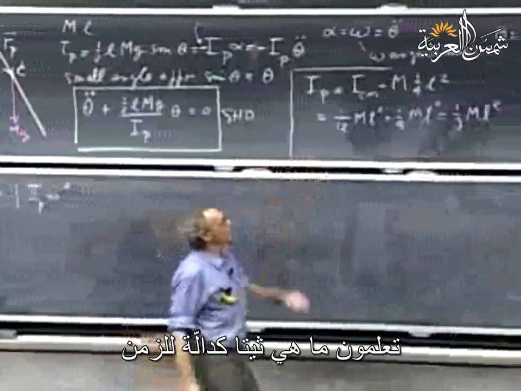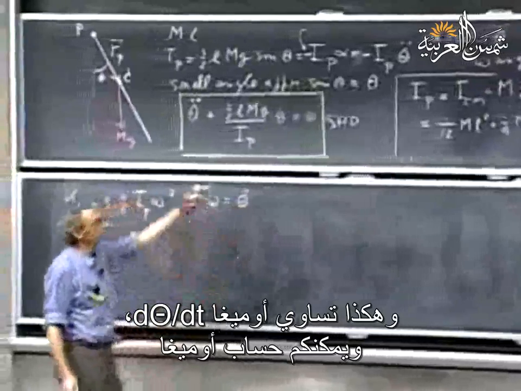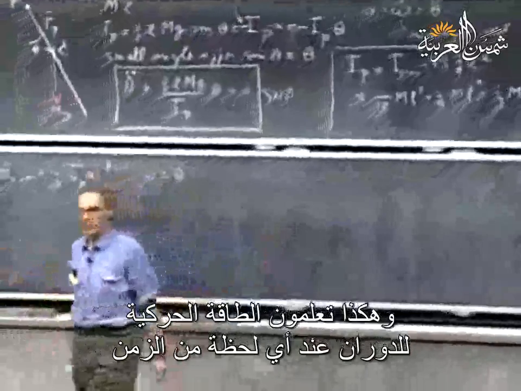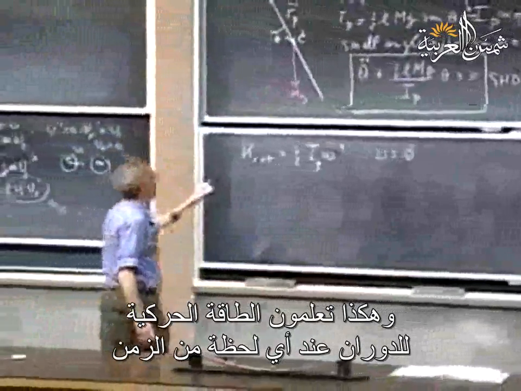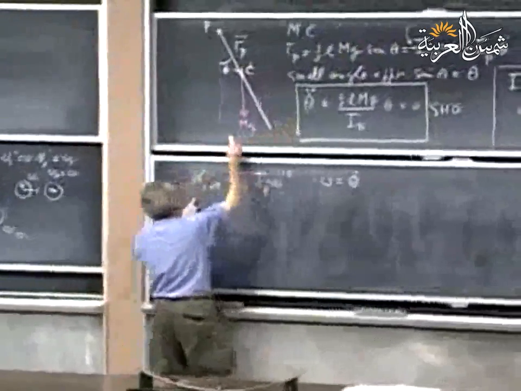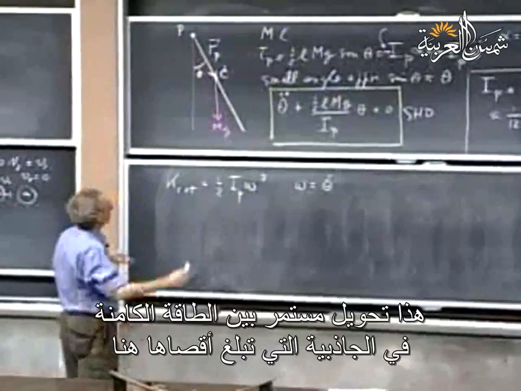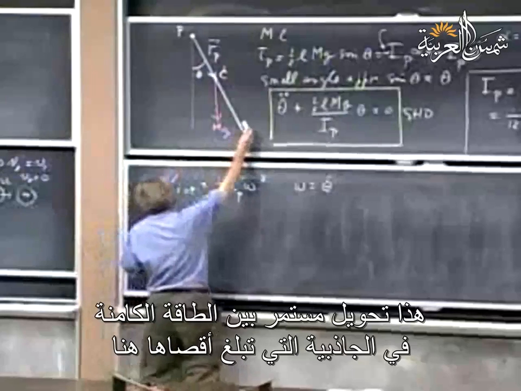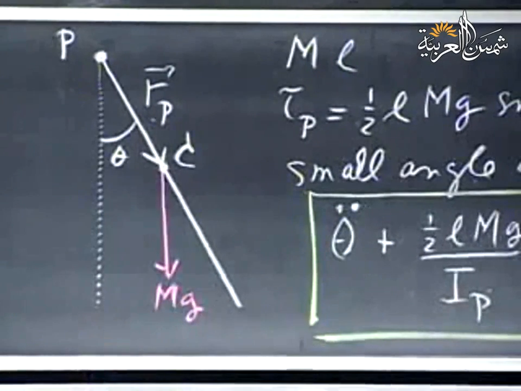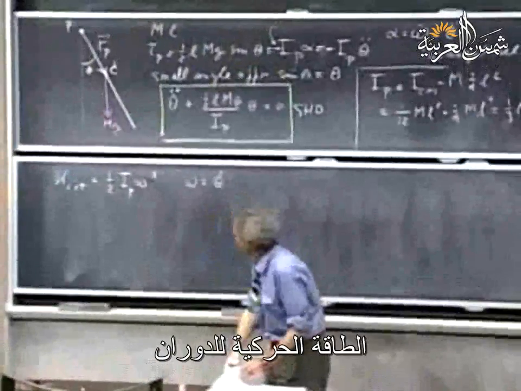You know what theta is as a function of time. So omega equals d theta/dt. So you can find what omega is. You know what I of P is. We just calculated it. And so you know what the kinetic energy of rotation is at any moment in time. It will change. It will be 0 when this comes to a halt, and it will be a maximum when it is here. It's a continuous conversion from gravitational potential energy, which is a maximum here, to kinetic energy, which is a maximum here. And so this will obviously change with time, the kinetic energy of rotation.